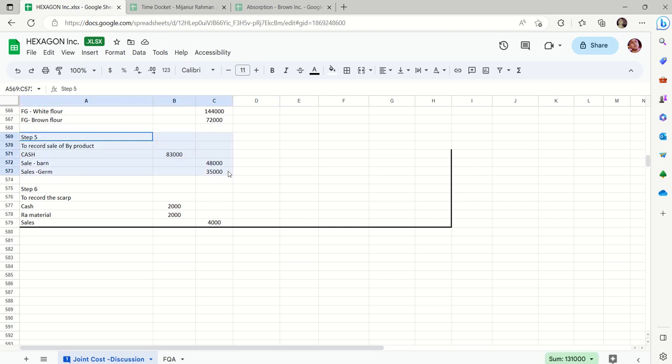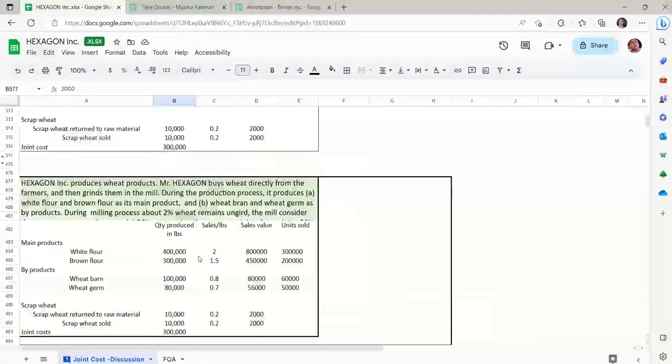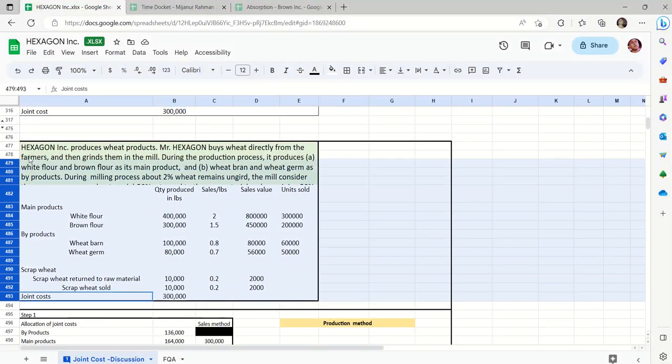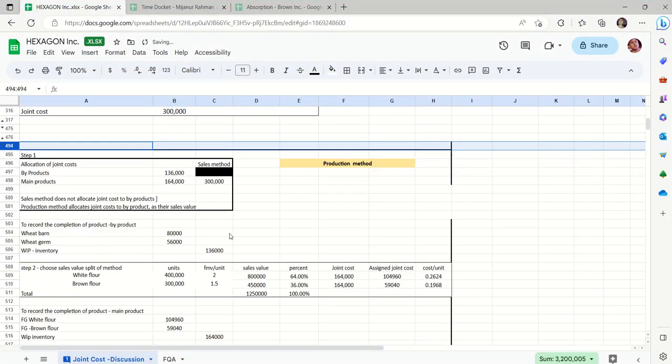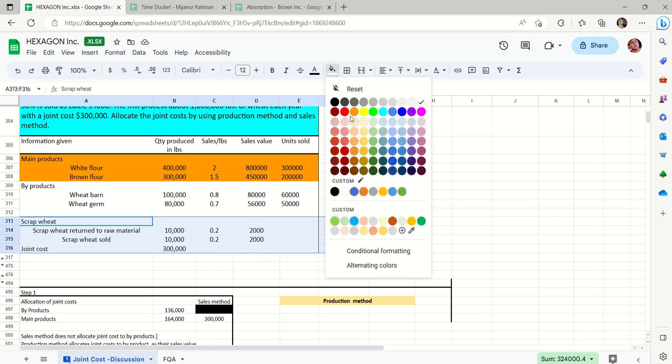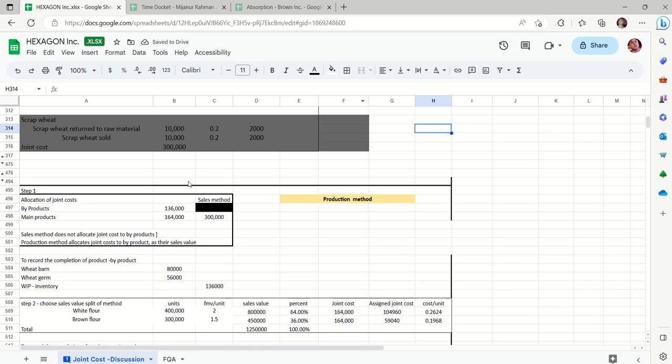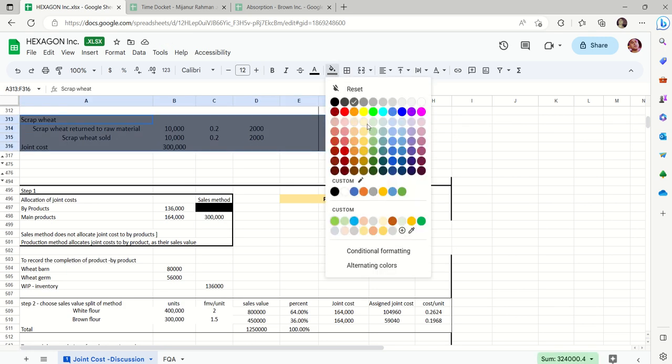We're done with step 5. In step 6, we record the scrap. And how do you do that? You record them as cash, 2,000, right there. You're working with this. I'm going to highlight that in gray. Perhaps I could choose a lighter gray.